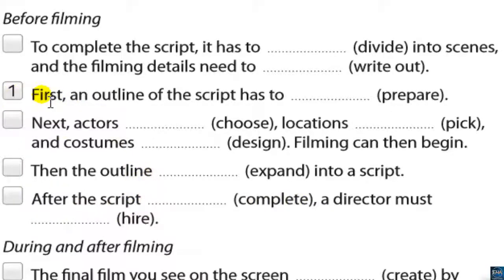So number 1, first, an outline of the script has to be prepared. 2, then the outline is expanded into script. 3, to complete the script, it has to be divided into scenes, and the filming details need to be written out. 4, after the script is completed, a director must be hired. 5, next, actors are chosen, locations are picked, and costumes are designed. Filming can then begin.